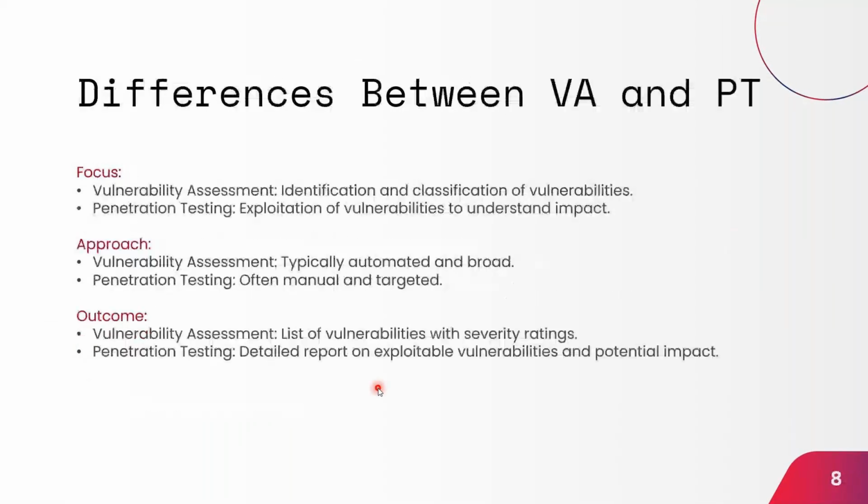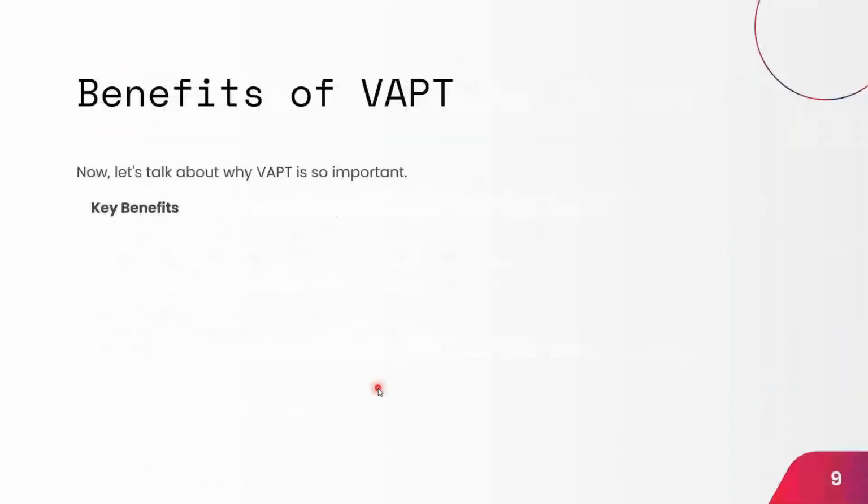So hope by this explanation you got the difference between VA and PT. VA is mostly performing the scans, identifying the issues, classifying them and helping the teams to fix them. It's mostly performing the scans. And PT is going one step ahead and exploiting those issues and helping them to fix it.